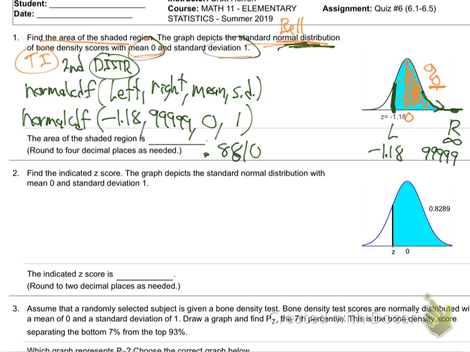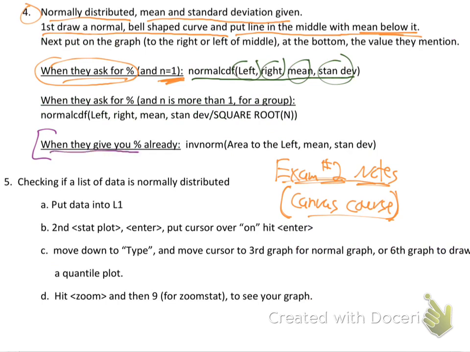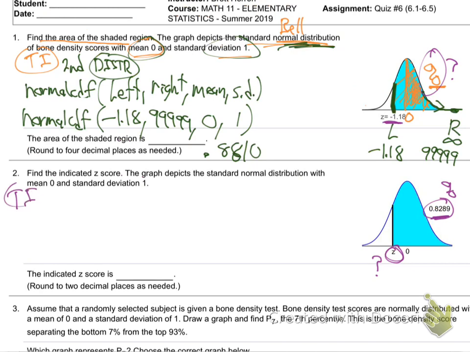Now on number 2, they're changing up the game a little bit. They're giving you the percent up here, or the decimal, same thing. They're giving you the area, and this is what they're asking for. They're reversing it. See how they gave you the z, which is the numbers on the bottom of the curve, on the last problem, on number 1, and asked you for the percent. But now they're giving you the percent and asking you for the z. Well, that's right here. When they give you the percent already, it's inverse norm. So that's again on your TI. You choose second distribution. And then inverse norm.